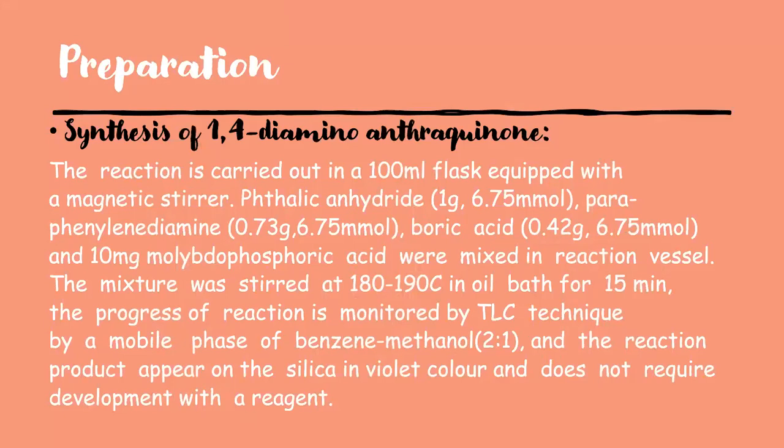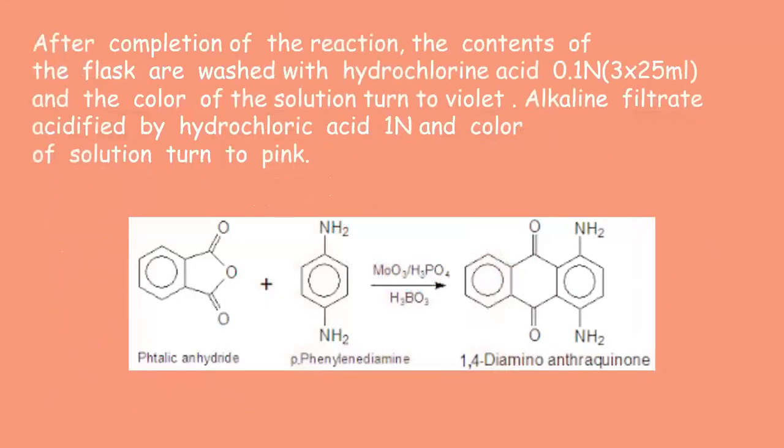with a reagent. After completion of the reaction, the contents of the flask are washed with hydrochloric acid 0.1 normal, 3 ml by 25 ml, and the color of the solution turns violet. The alkaline filtrate acidified by hydrochloric acid 1 normal turns the solution color to pink. Here is the reaction: phthalic anhydride reacts with para-phenylenediamine under some conditions and the product formed is 1,4-diamino anthraquinone.